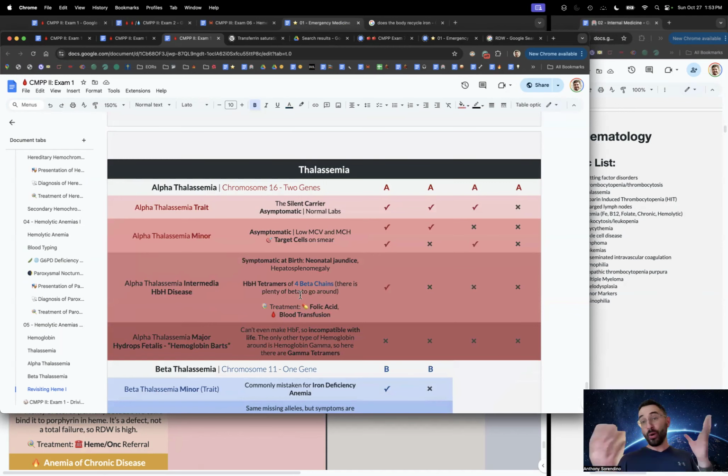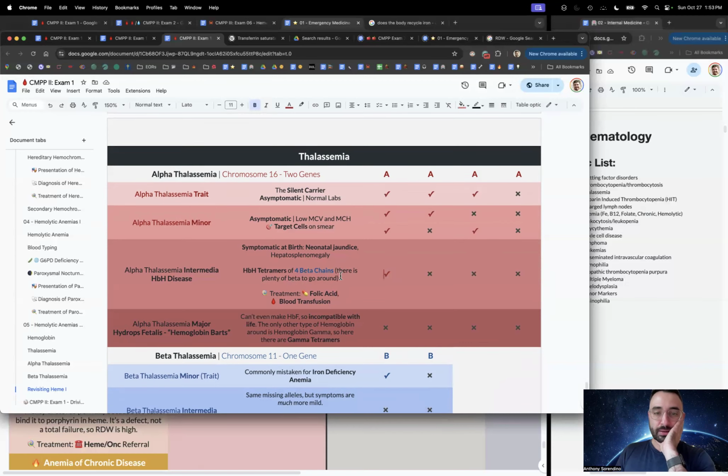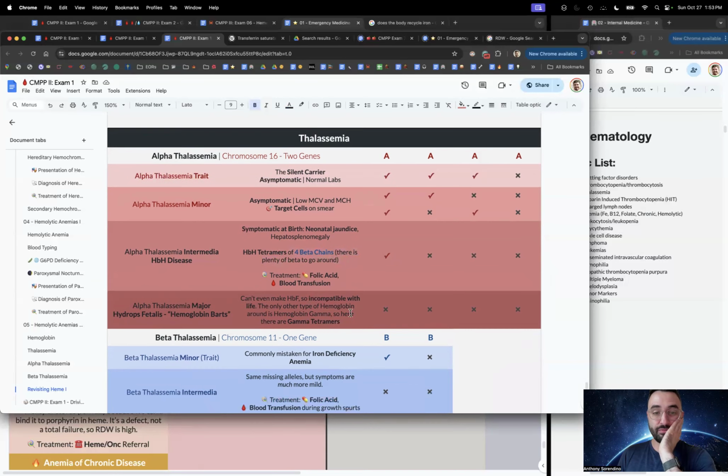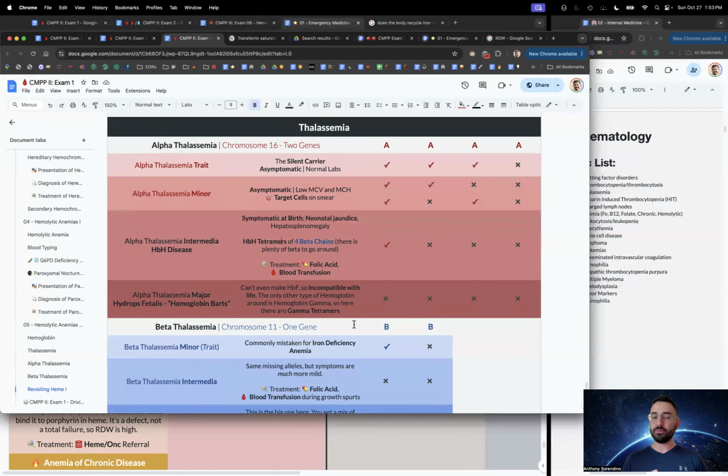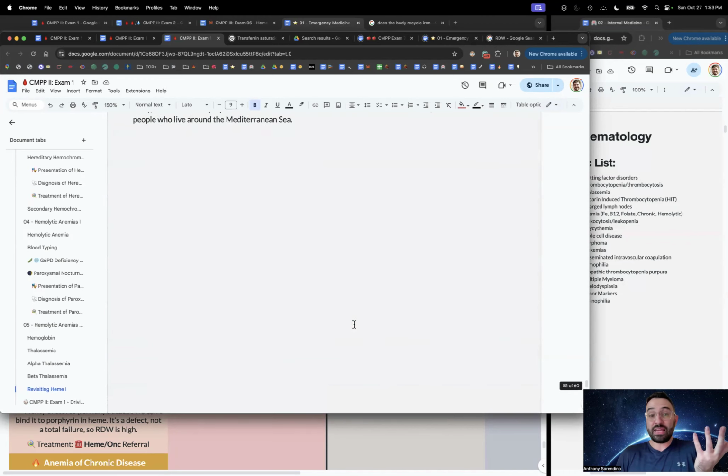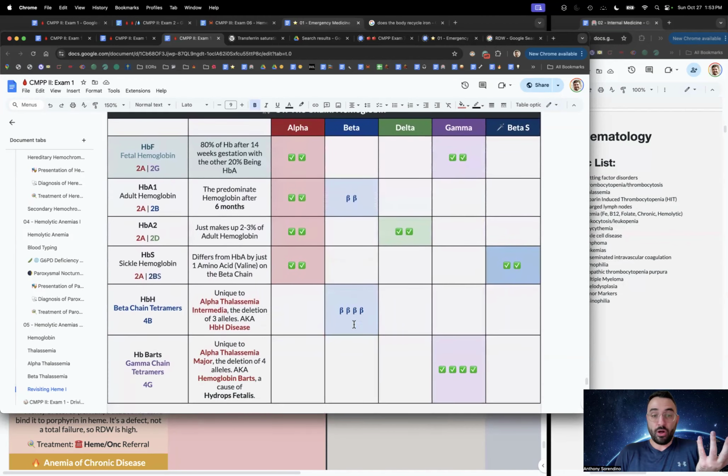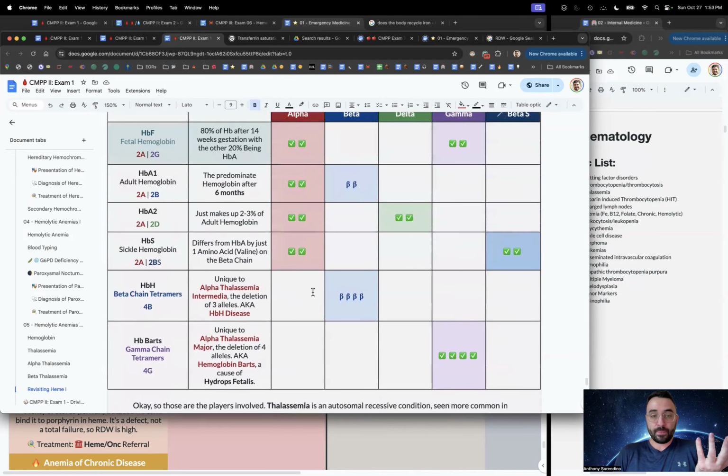You have no alpha chains. You have one allele that's kind of working, but it's messed up. You really can't make alpha. So you have this HbH disease. Symptomatic at birth. You could still live with this. But yeah, you have those four beta chains. Then you go on to the only thalassemia, I'm pretty sure, that is completely incompatible with life because you can't make any alpha at all. You really can't make any hemoglobin.